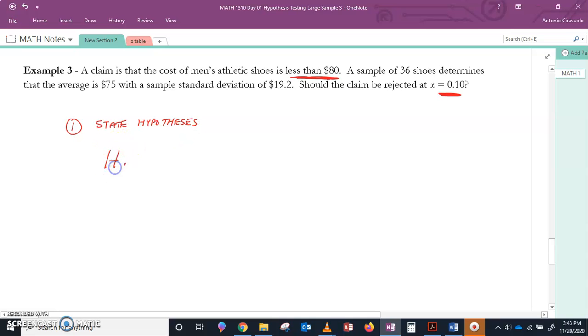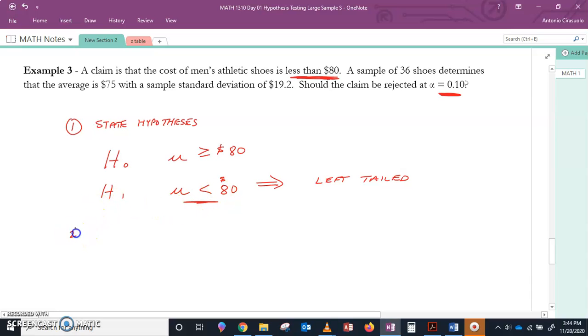In this case, we have H0 and H1, and it's saying the mean is less than $80. That means that the null hypothesis is that the mean is greater than or equal to $80. Based on this, it is going to be one tail. In fact, let's go straight to the point: this is going to be a left tail, because it's pointing to the left, less than.